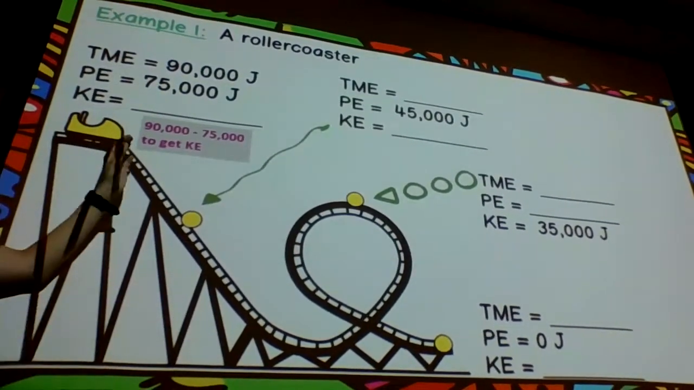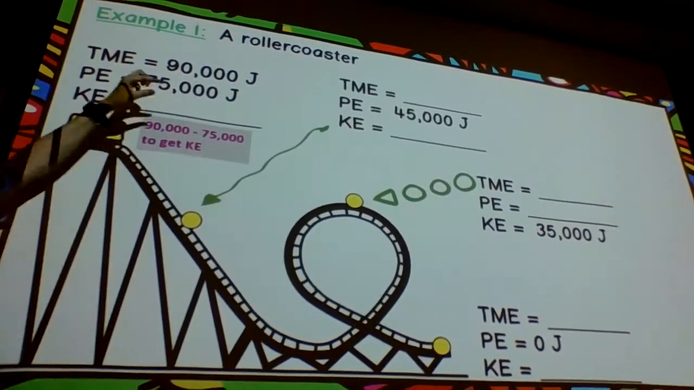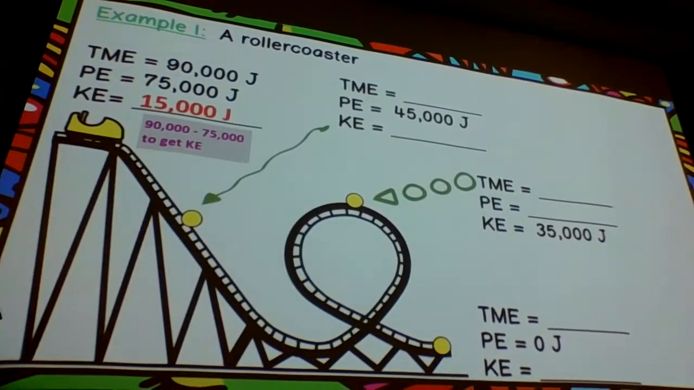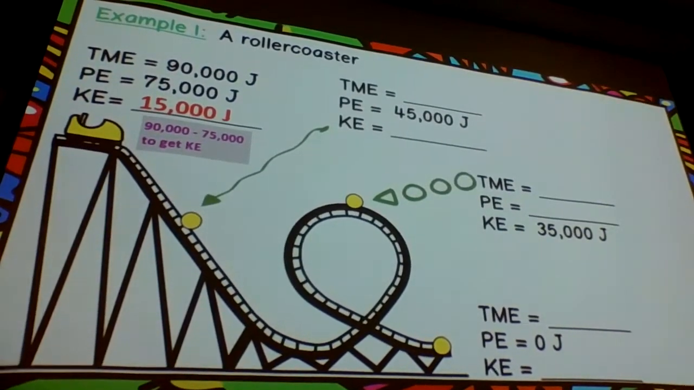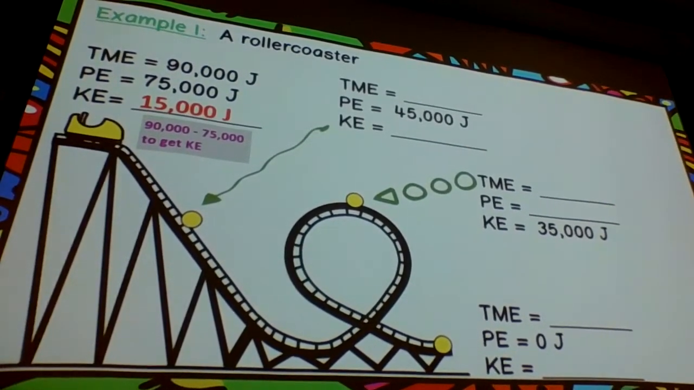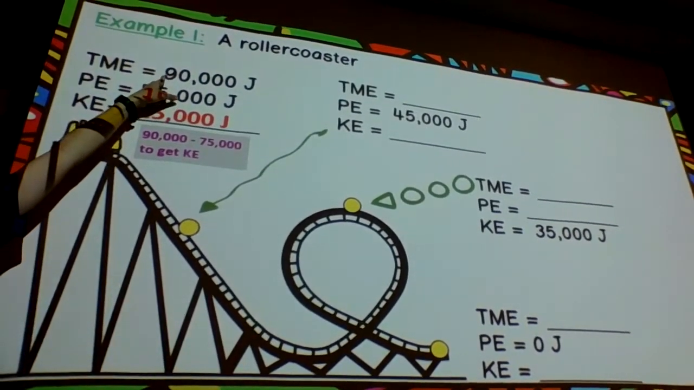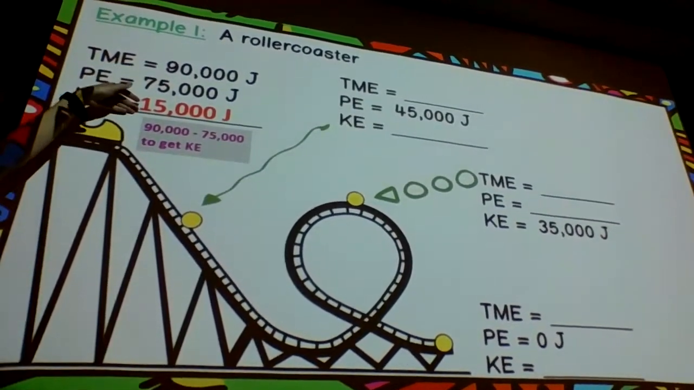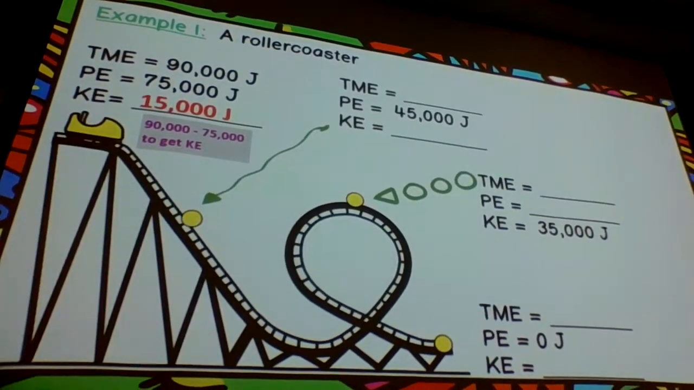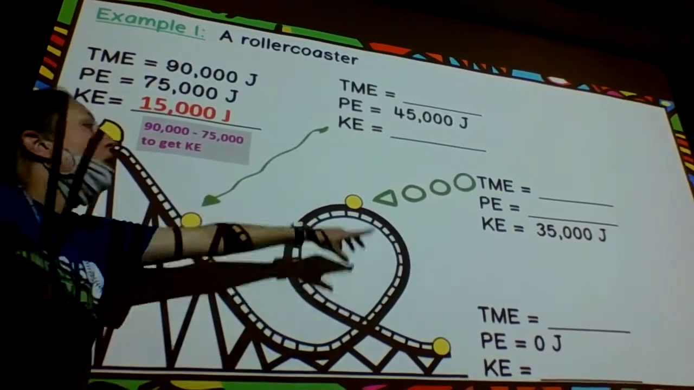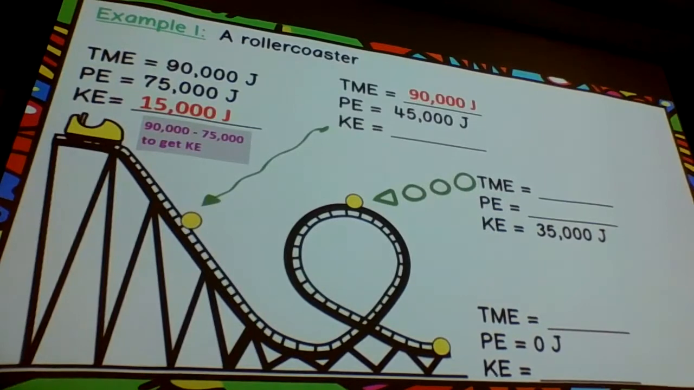All right, so you don't have to write this down if you don't want to. It's just kind of a mental note. 90,000 minus 75,000 to get kinetic energy, which would be 15,000 joules. I do want you to fill in that blank right there, 15,000 joules. Okay, so in everything that we do, our kinetic plus potential should equal total mechanical energy. Okay, so 75,000 plus 15,000 should equal 90,000. All right? Now, can anybody tell me what the total mechanical energy is in this phase of our roller coaster? 90,000. It's still going to be 90,000, okay?